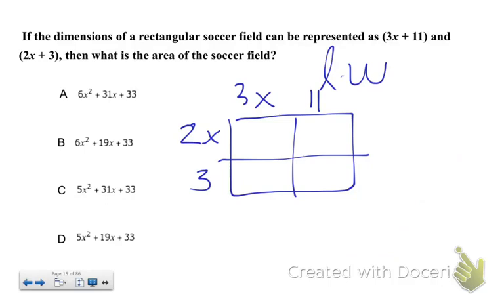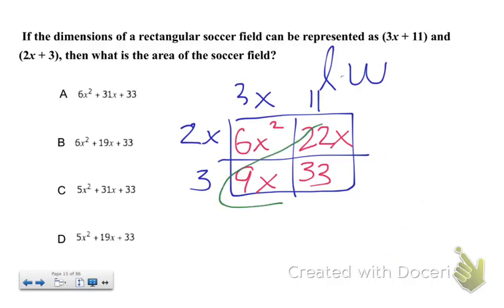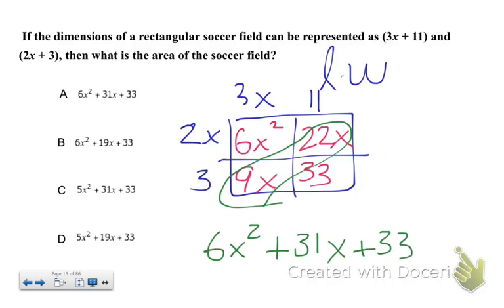Okay, now 2x times 3x is 6x squared. 2x times 11 is 22x. 3 times 3x is 9x, and 3 times 11 is 33. Then we have to make sure we combine like terms, so you get 6x squared plus 31x plus 33. So that would be A. And again, I recommend you doing it yourself, then looking at the option choices. So make sure you're really using that scratch paper and writing everything down.